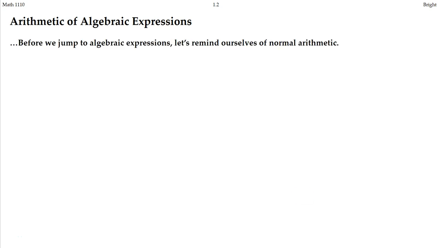Having discussed terminology, now we're going to look at arithmetic that we can do with expressions. We're going to at least hold off with the algebra part, and really all that means is something that contains a variable. We're going to look at normal arithmetic first.